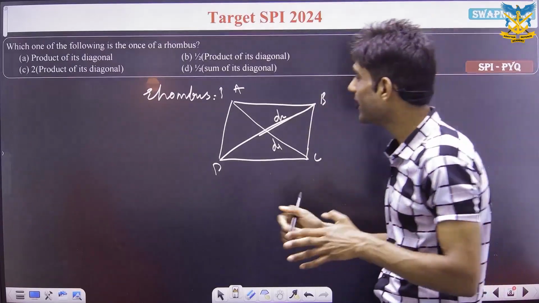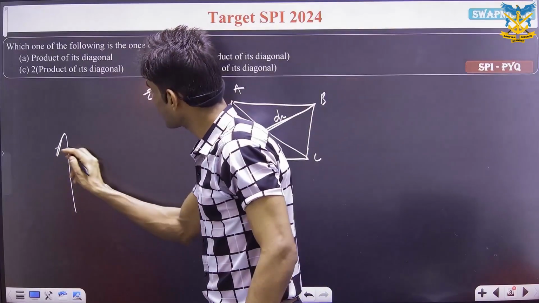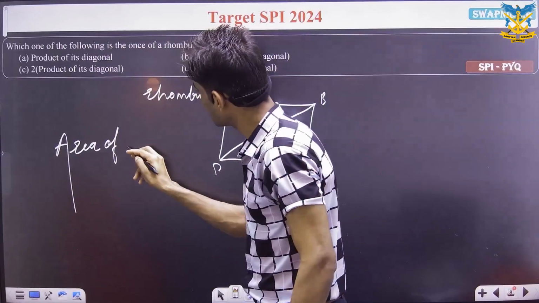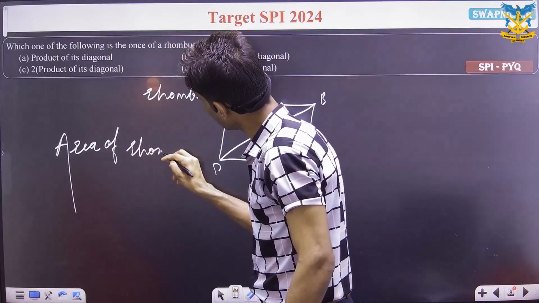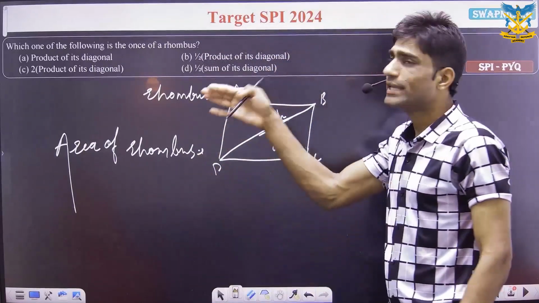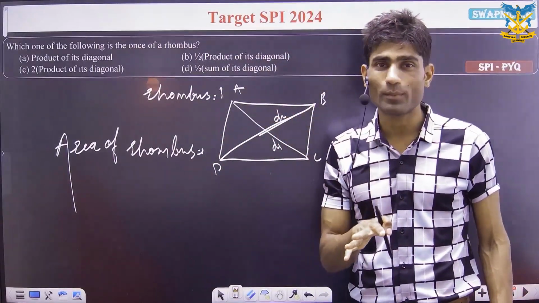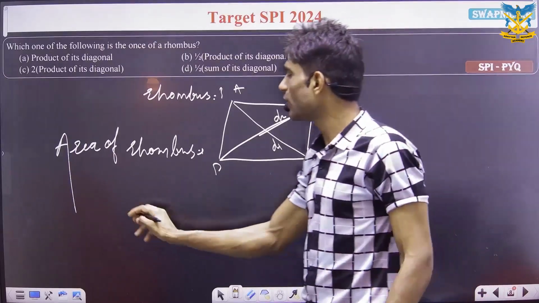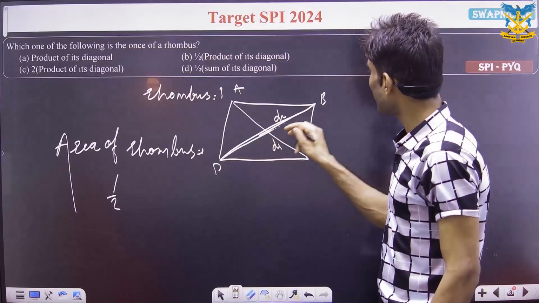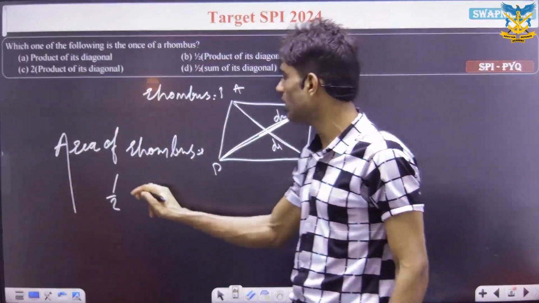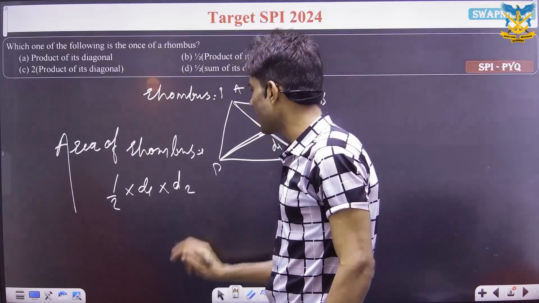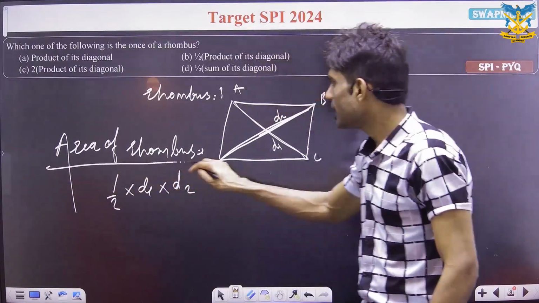What do we have for the area of a rhombus? It gives a little sense like the area of a rhombus. We write the area of a rhombus as 1/2 multiplied by the first diagonal into the second diagonal. This one is our area of a rhombus.